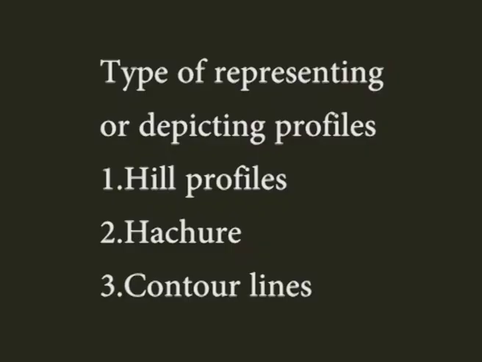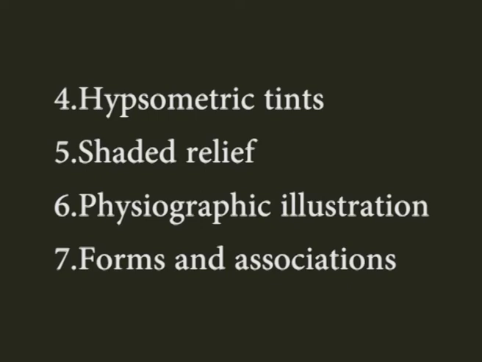On flat paper maps, terrain can be depicted in a variety of ways, such as hill profiles, hachures, contour lines, hypsometric tints, shaded relief, physiographic illustrations, forms and associations.